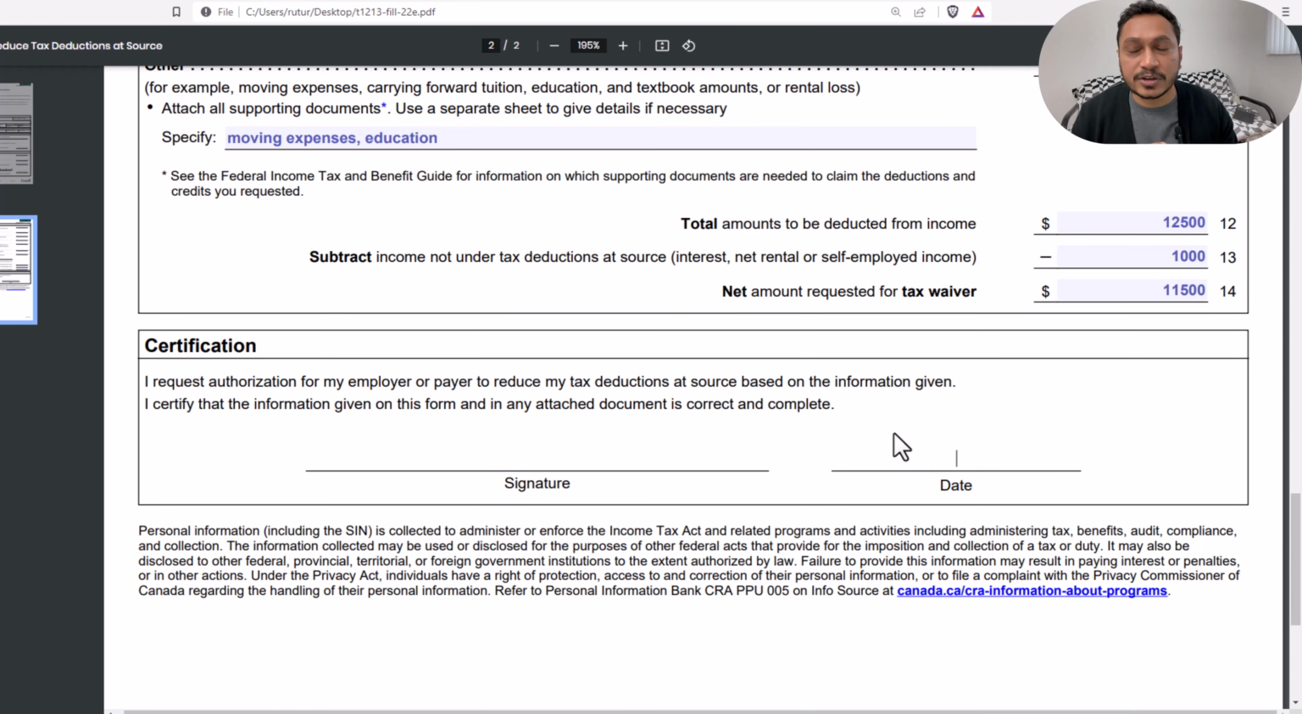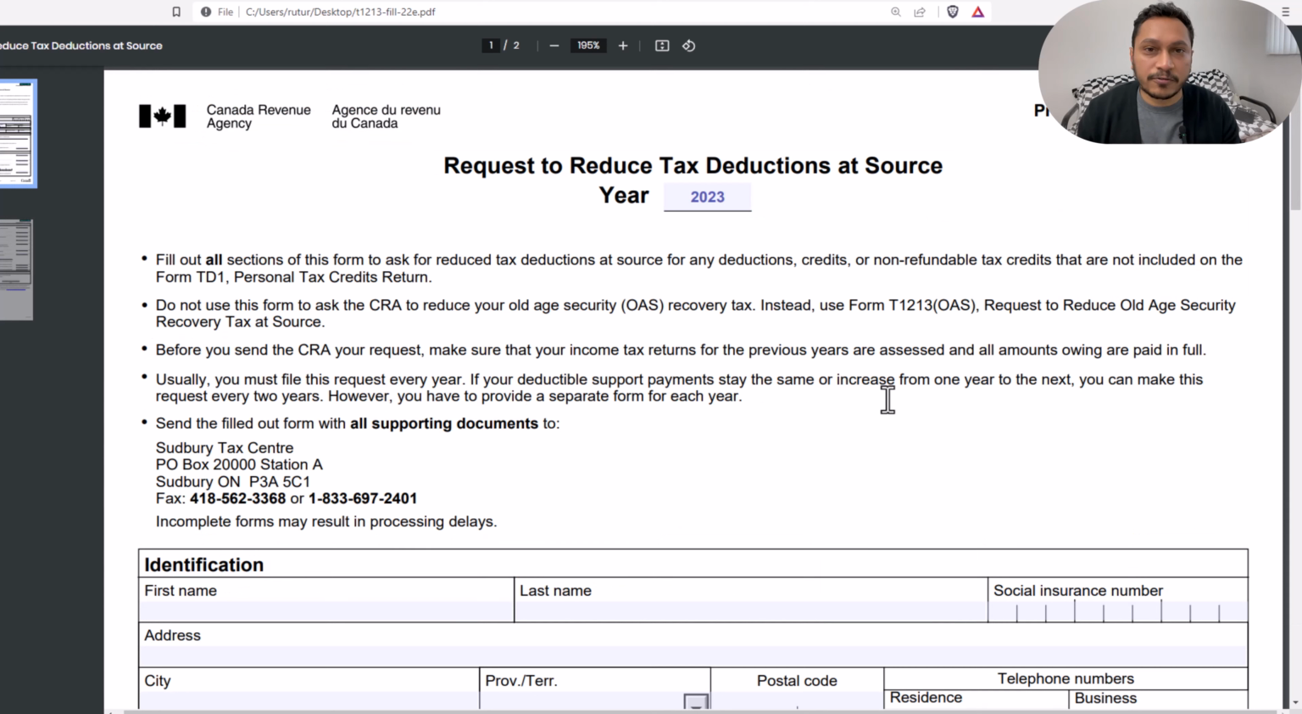To sign, you can use Adobe Acrobat Reader to sign your document, or you can just print it out and sign it yourself. At the end of filing this form, make sure you have all the supporting documents along with your form. Mail it to the Sudbury Tax Center. The information is given here. You can also fax them, but I would still encourage you to mail them so that we know they have received all the copies of your supporting documents along with your form and they're not missing anything.